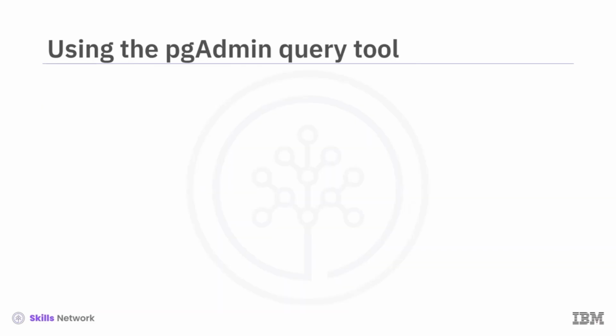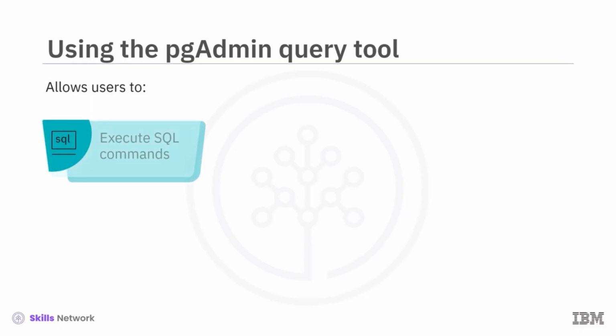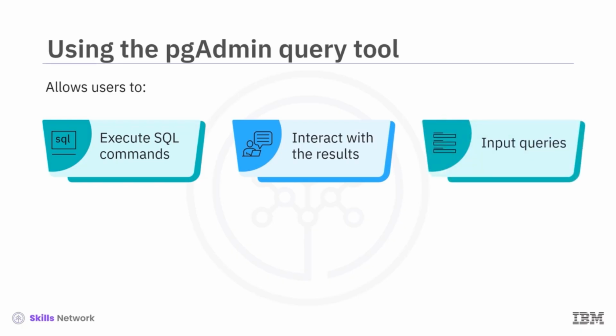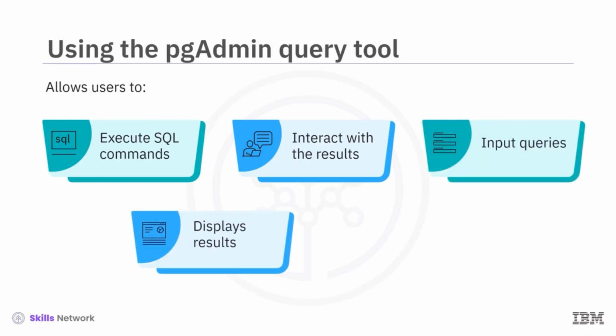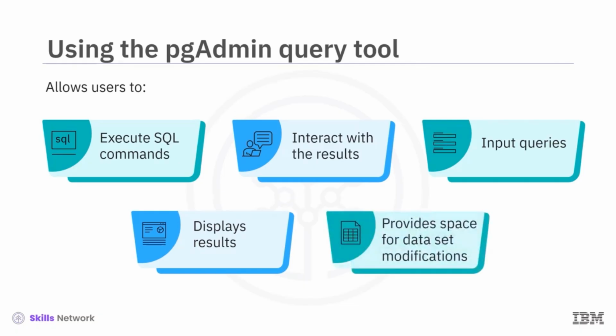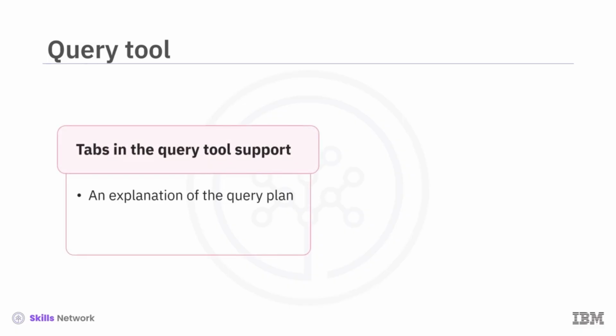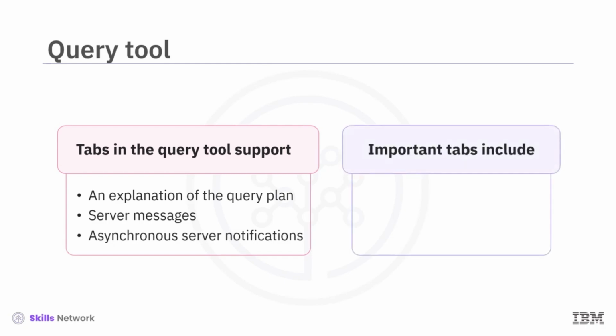pgAdmin offers the query tool, allowing users to execute SQL commands and interact with the results. The upper pane lets users input or paste SQL queries, displaying the results below. You can use this space to edit the dataset if the results are editable. You can also use the tabs to see an explanation of the query plan, server messages, and asynchronous server notifications in this lower pane. The three important tabs include Explain, Messages, and the Notifications tab.